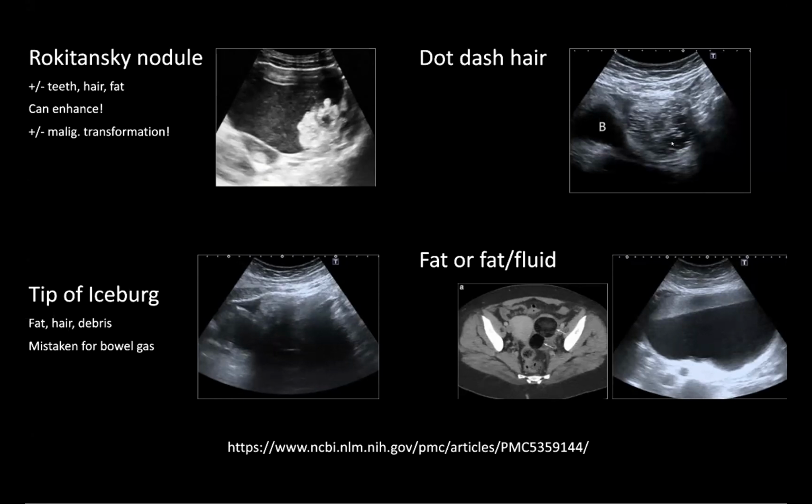The dot dash sign is one of the most specific but less common ones, where there's actually appearance of echogenic hair in there. And then often on CT, when we see fat, we feel very confident this is a dermoid. This is all the sebaceous fatty fluid in there. And you can also get a fat fluid level, which is basically some of the fluid and debris layering out with the sebaceous fat on top.